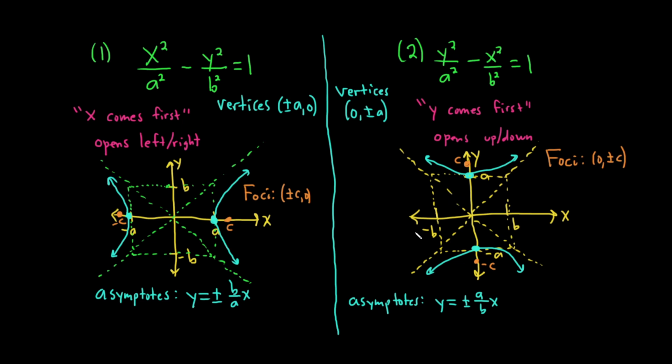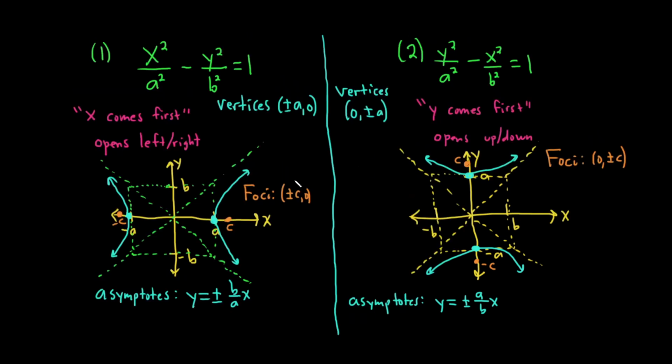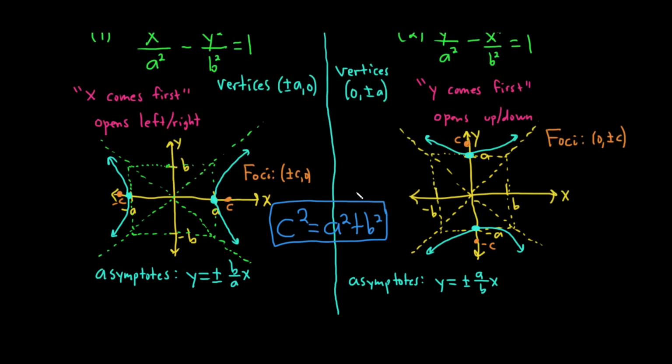And in both cases, how about I just use a big color? c squared is equal to a squared plus b squared. So this is the equation that relates a, b, and c for both cases, right? So this applies to both formulas. Easy trick to memorize it. Whenever there's a minus, you put a plus here. If there's a plus here and it's an ellipse, you put a minus here. It's the opposite sign to get this formula. Really, really nice.